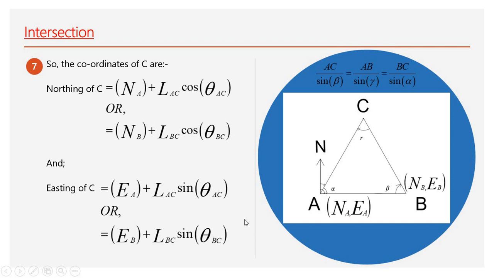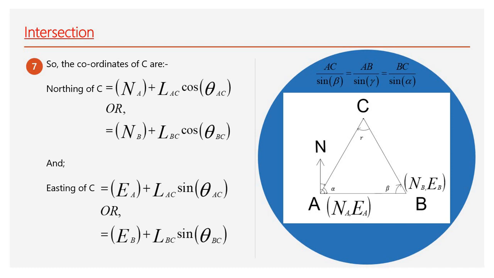Theta BC here means bearing of BC. So in this way we can calculate the coordinate of an unknown point from two known points by the method of intersection.